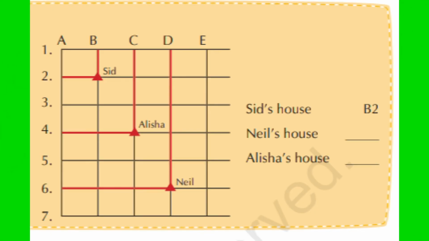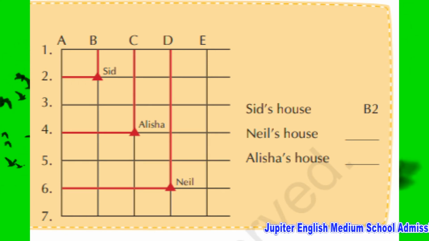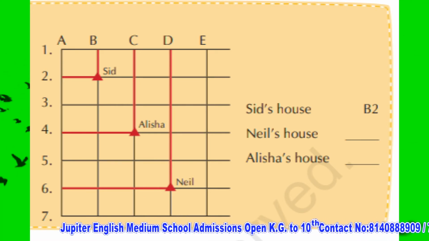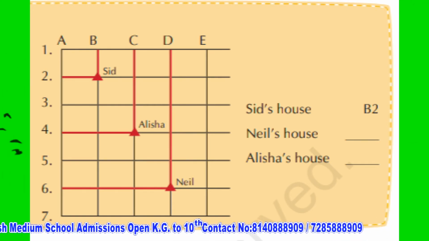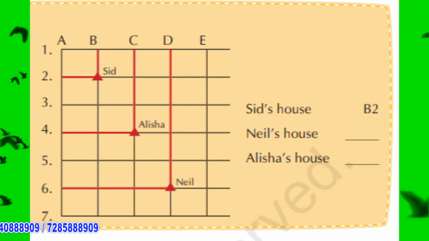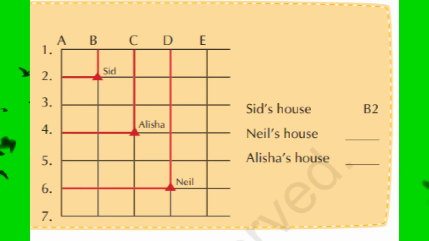So now let's do an activity. So as you can see on this grid, there are three locations of houses of three friends, Sid, Alicia and Neil. The location of Sid's house is B2. So what would be the location of Alicia's house? The location of Alicia's house is C4. And so now what would be the location of Neil's house? The location of Neil's house is D6.